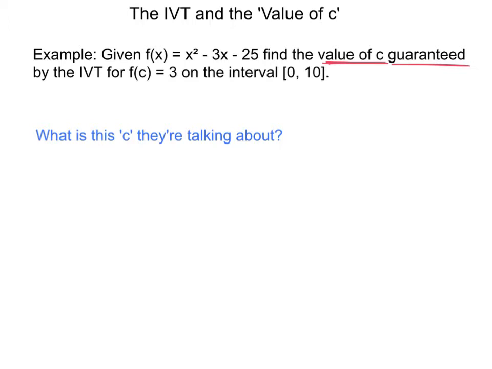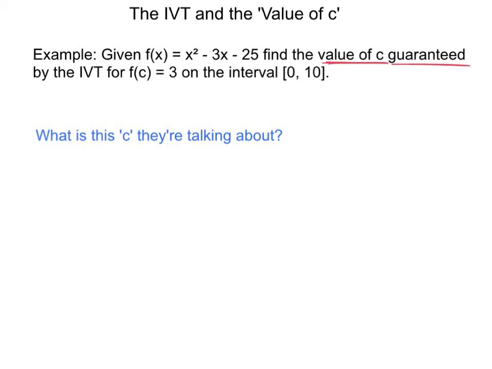Given this function, they want you to find the value of c guaranteed by the intermediate value theorem for f of c equals 3 on the interval between 0 and 10. So the question that I'd like you to try and process is, what is this c that they're talking about? If you don't remember, go back and look at the notes that you took for the first video on the intermediate value theorem. I tried to be very clear about it in the first video. See if you can figure out what c is, and then we'll resume the video and talk about it.